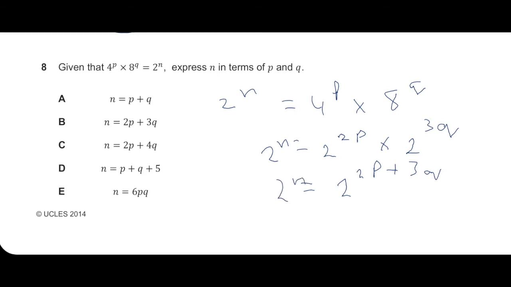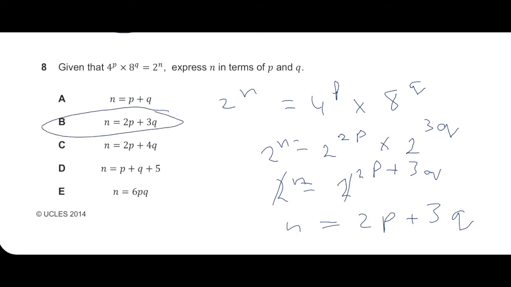Now we can cancel these out. N is equal to 2P plus 3Q. And therefore the answer is B. That's question number 8 completed.